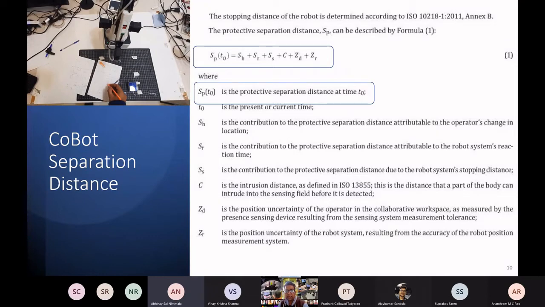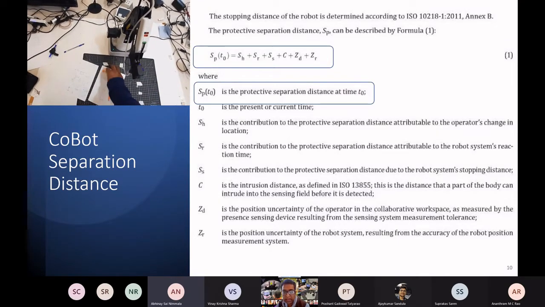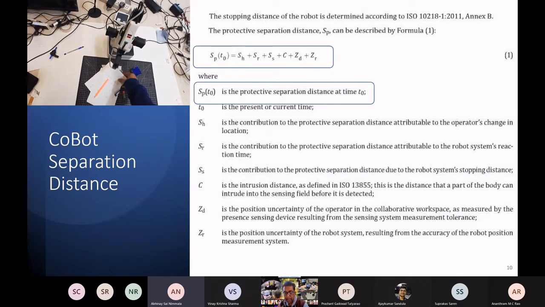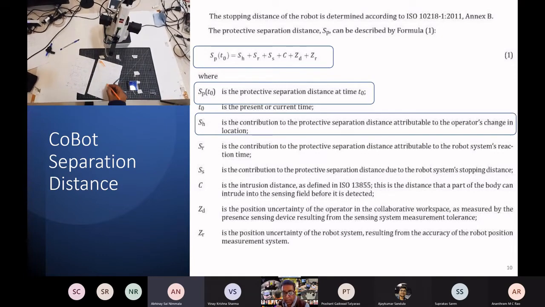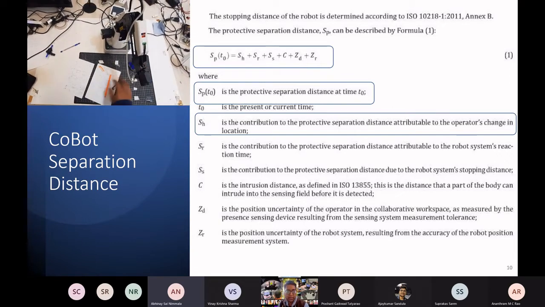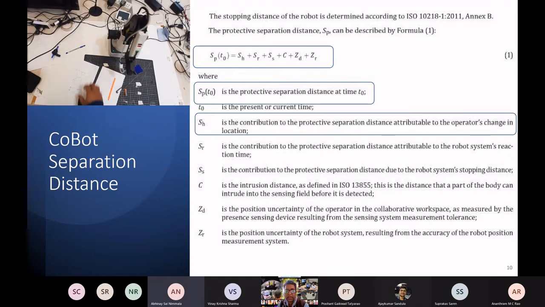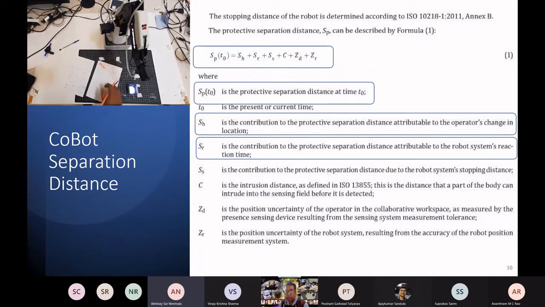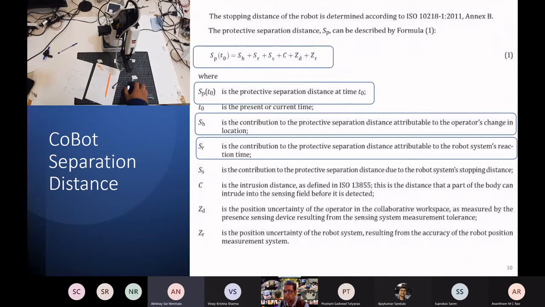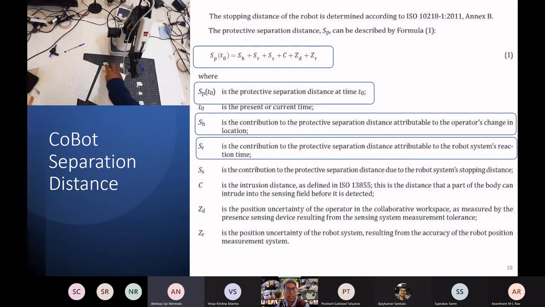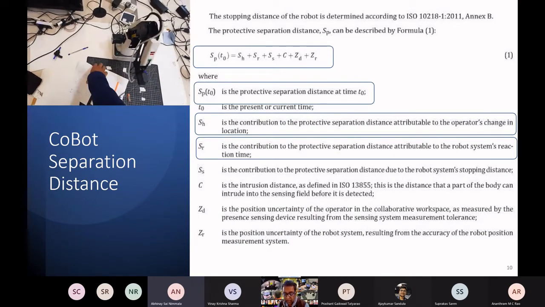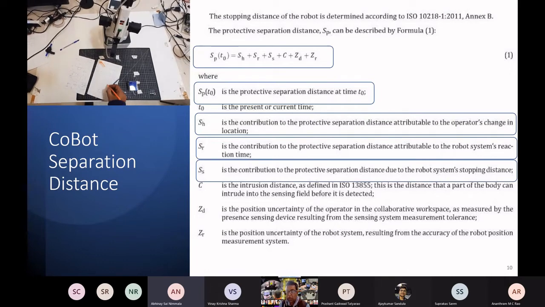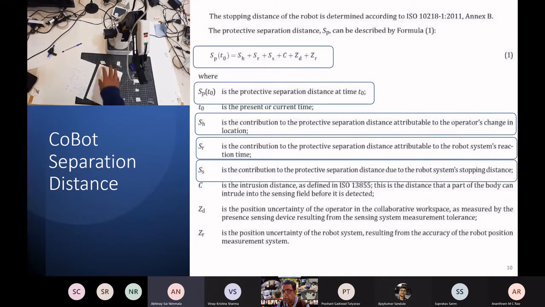So S_P(t0), at a particular time, the present or current time, is the protective separation distance at the time t0, when I am measuring. It consists of the protective separation distance attributable to the operator's change in location. So in the top left, you can see that the hand is moving. So the hand movement contributes to S_H. And S_R is the contribution to the protective separation distance attributable to the robot system's reaction time, that the robot is moving. Now, these two you can see in the top left corner video, that one is a robot, another is human. Now, S_S is the contribution to the protective separation distance due to the robot system stopping distance.